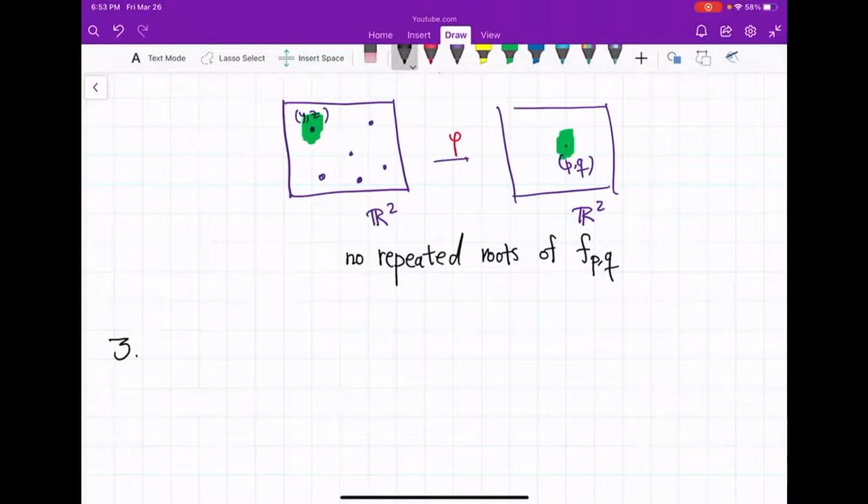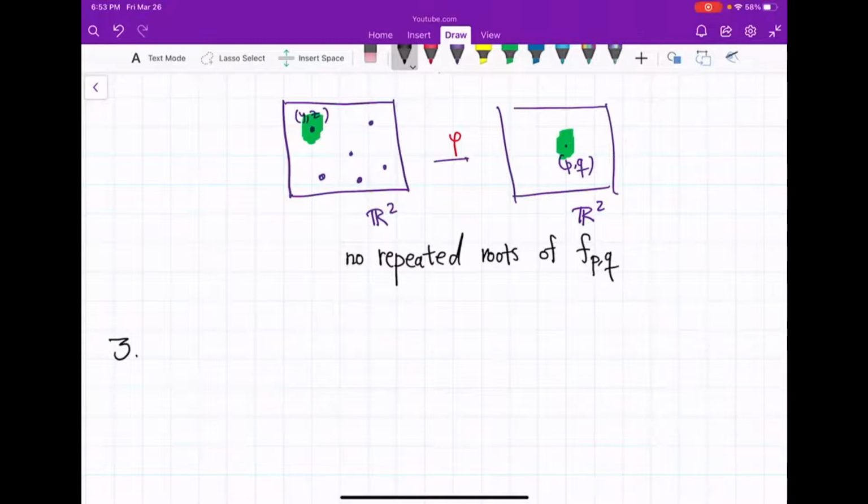Number one, I want to apply the inverse function theorem ultimately. And for that, I need to know that phi is a smooth map. And number 2, that its derivative is not 0. If I have these two, then the inverse function theorem says that phi itself is a diffeomorphism locally.